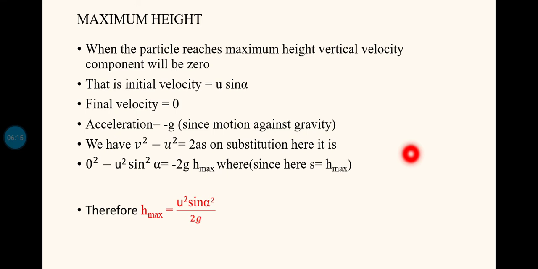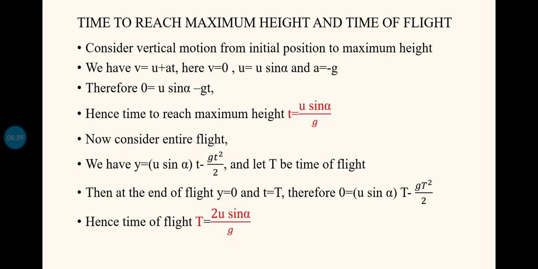Instead of u, initial velocity along the vertical direction is u sin alpha. Therefore u square becomes u square sin square alpha. On the right side it is 2as, 2 is there, acceleration is minus g, therefore minus 2g into s, and s is nothing but the maximum height travelled. Instead of s we are writing h max. From that you will get the expression for h max equal to u square sin square alpha divided by 2g. Okay, that is the expression for the maximum height.